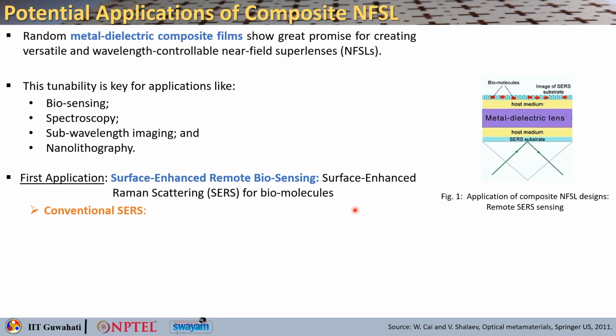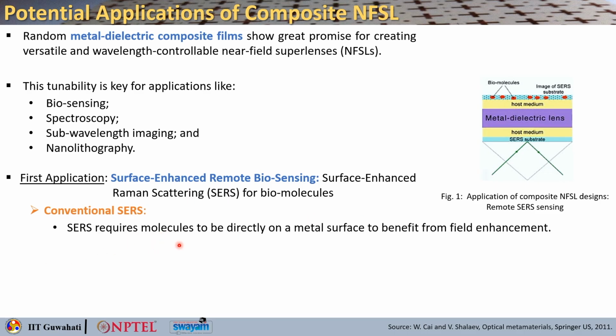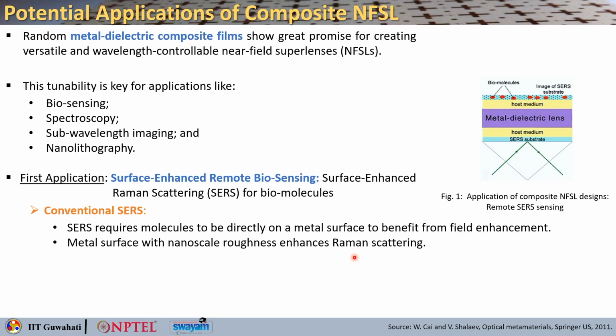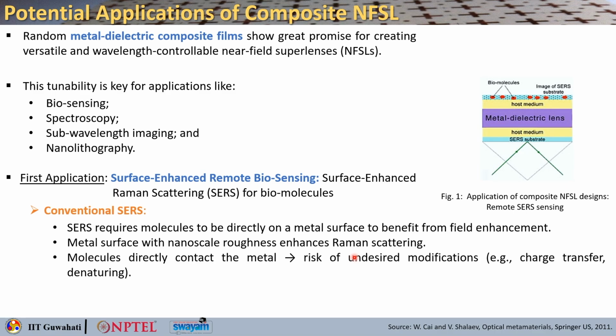Okay. So in the conventional SERS, that basically requires the molecules to be directly on the metal surface to benefit from the field enhancement. Now the metal surface that has got nanoscale roughness acts as small nanoscatterers, and they can give rise to electric hotspots. They can basically enhance the Raman scattering effect because the local intensity of the electric field gets amplified several times. However, in this particular case the molecules basically come in direct contact with the metal.